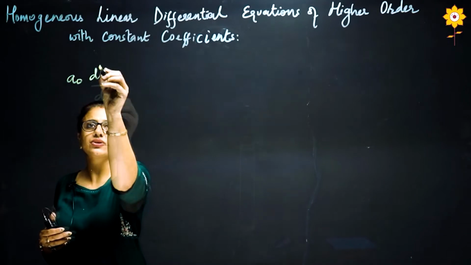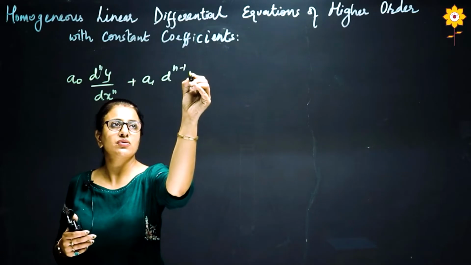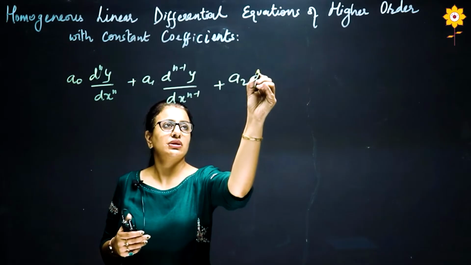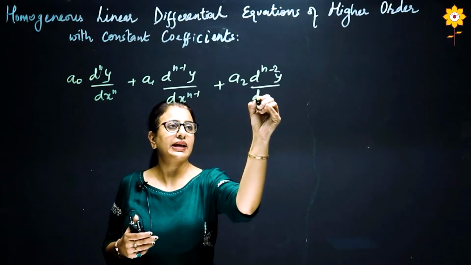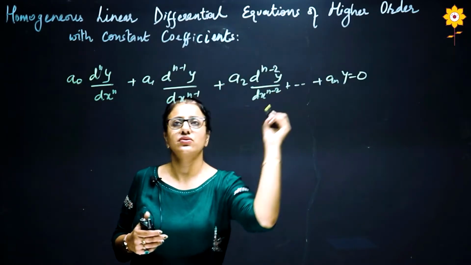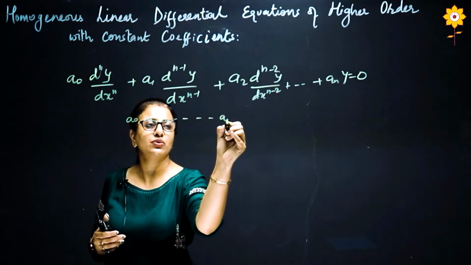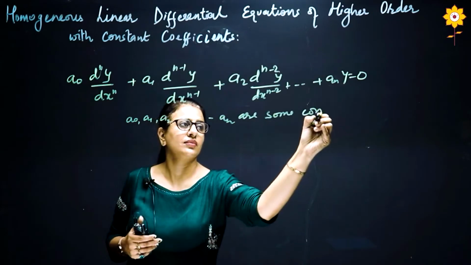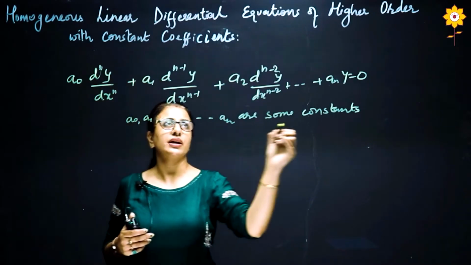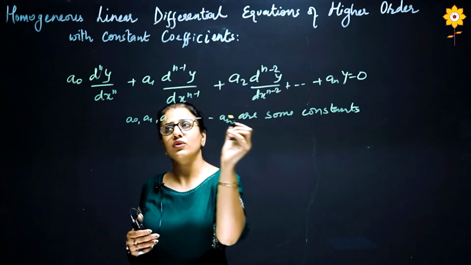Suppose we have the equation a0 dⁿy/dxⁿ + a1 dⁿ⁻¹y/dxⁿ⁻¹ + a2 dⁿ⁻²y/dxⁿ⁻² and so on, plus an y equals 0, where a0, a1, a2 up to an are some constants. These are nothing but some constants. Then such an equation is known as homogeneous linear differential equation of higher order with constant coefficient.